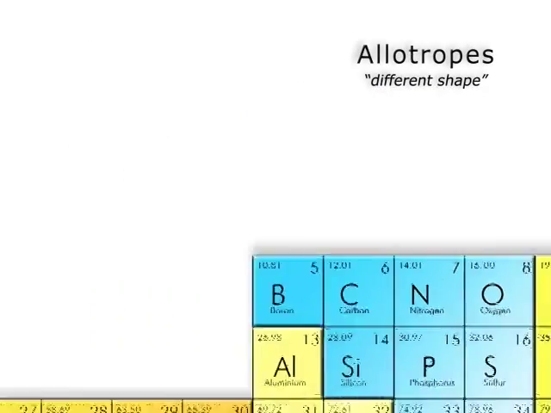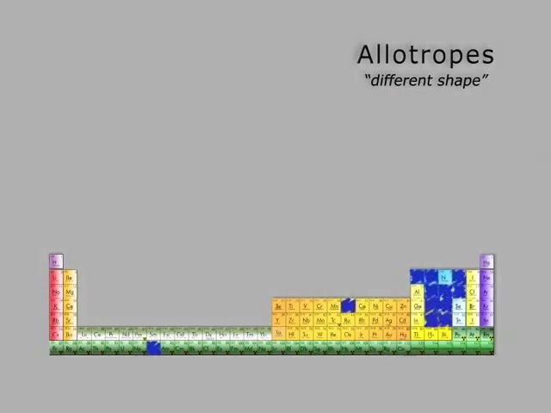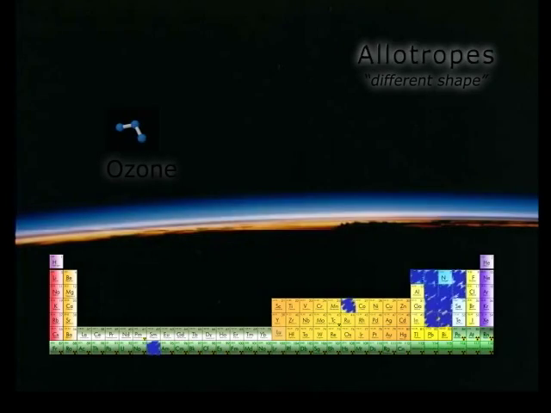Besides carbon, about a dozen elements form allotropes, including ozone, the famous allotrope of oxygen.